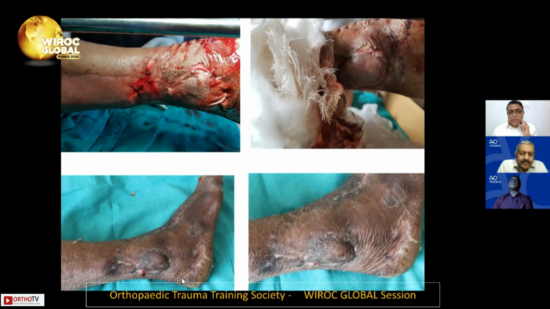The late result at about 4 weeks, and the patient was having excellent healing over the lateral aspect of the ankle joint once you cover the area with a muscle flap.